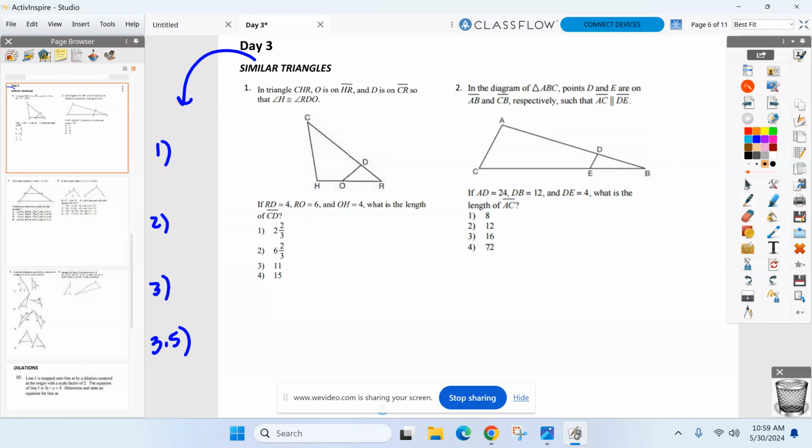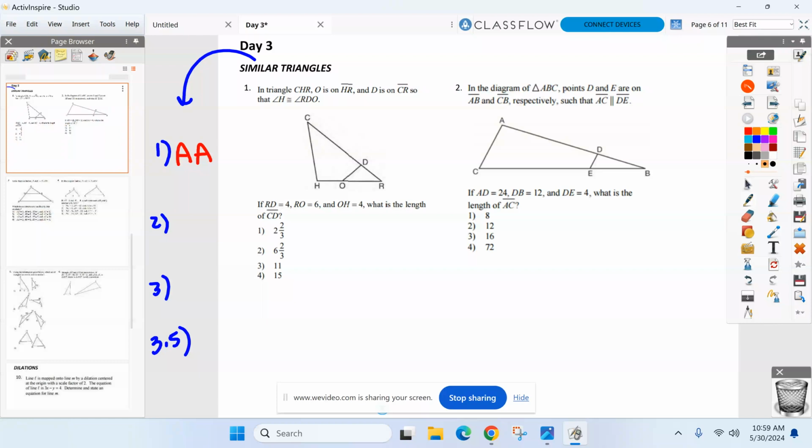The main way, I'm hoping everybody knows already, is AA, angle angle. Especially when we're doing a proof, if somewhere along the lines, in the middle or at the end, you need to prove 2 triangles similar, it's got to be AA. But you might have algebra problems to do as well with similar triangles, so I want to go over the other 2.5 methods.